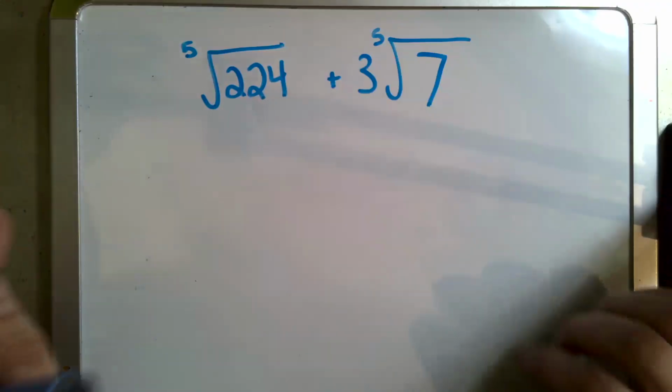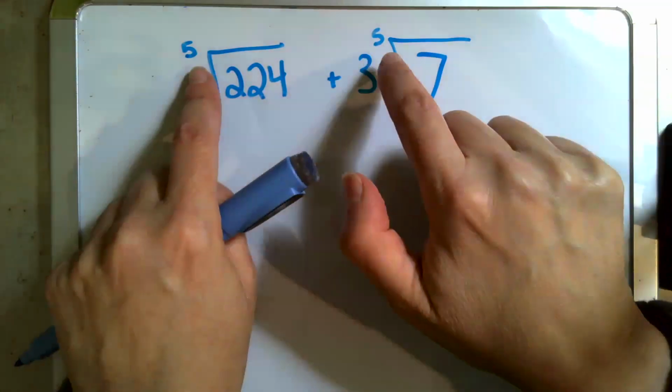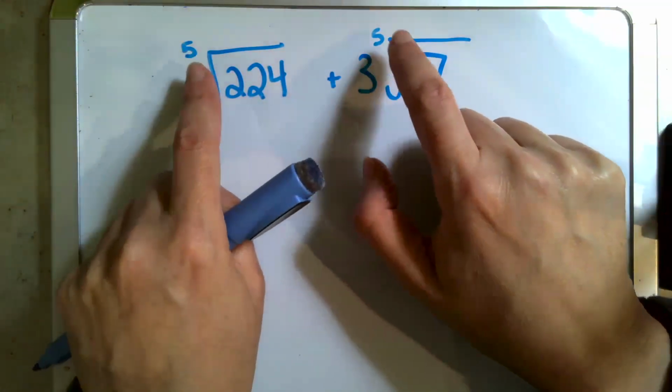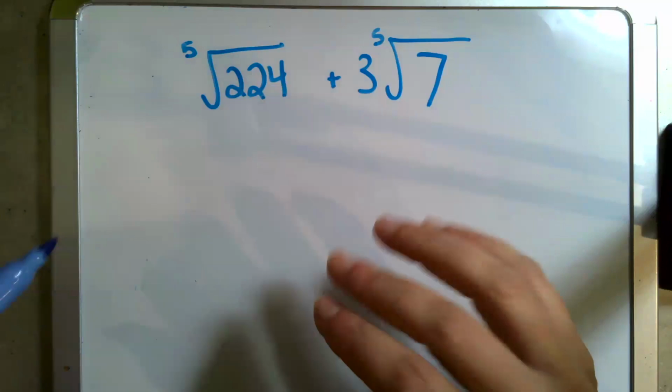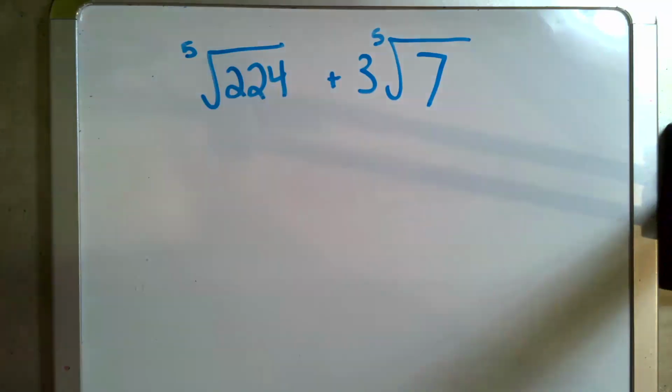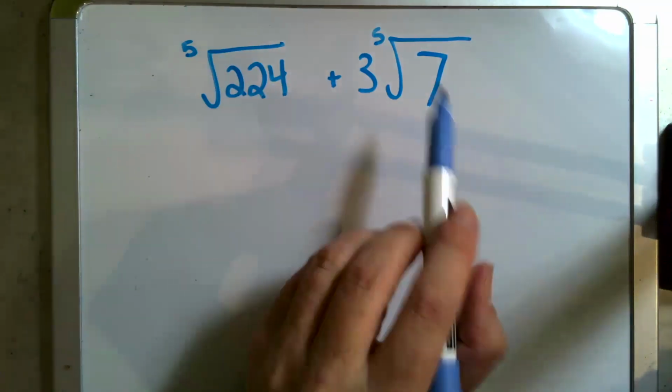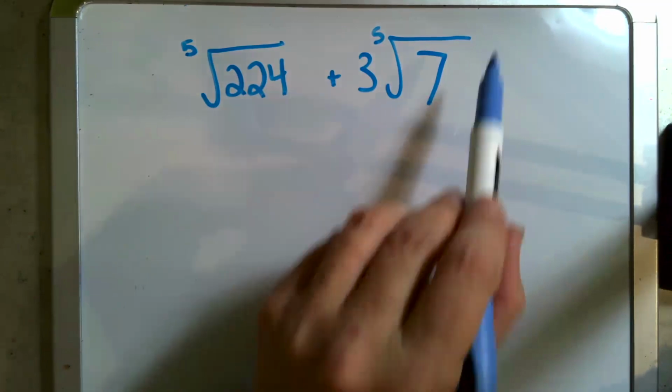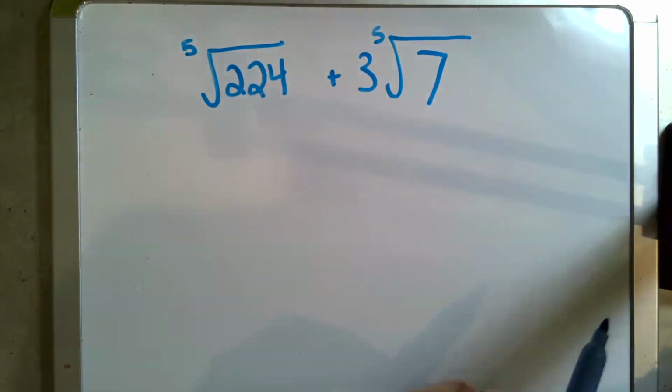The first thing to notice is that both of our roots are to the same power, right? The fifth root, the fifth root. That's good. That means that probably we'll be able to condense this. Our next hint, this is the fifth root of 7. This is not going to reduce any further.